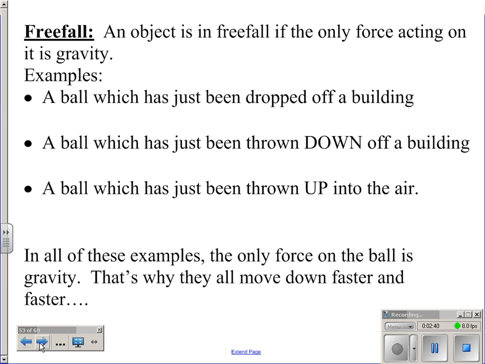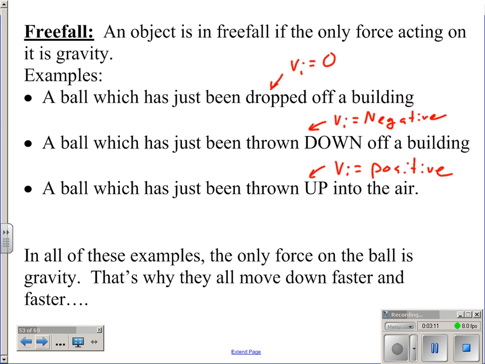The only difference is the initial velocity. Okay, when you drop something, your initial velocity is 0, right? It starts at rest, and then when you let go of it, it falls from there. When you throw something down, your initial velocity is negative something, right? Because when it leaves your hand, it's already moving down, as opposed to when you drop it. Okay, and finally, if you throw it up into the air, then your initial velocity is going to be some positive number, right? Depending on how fast you throw it up.